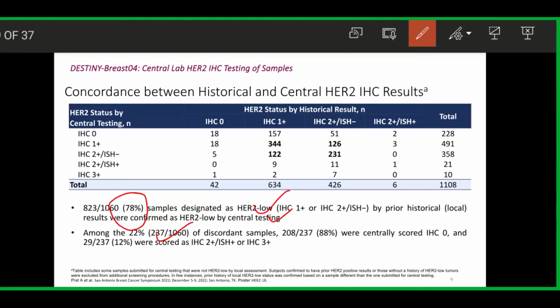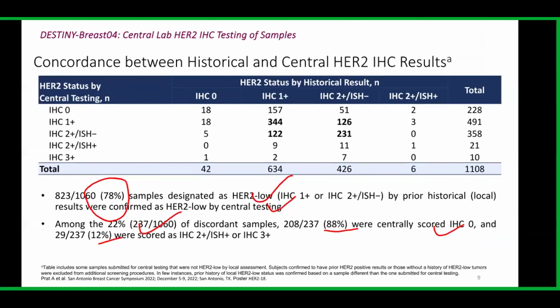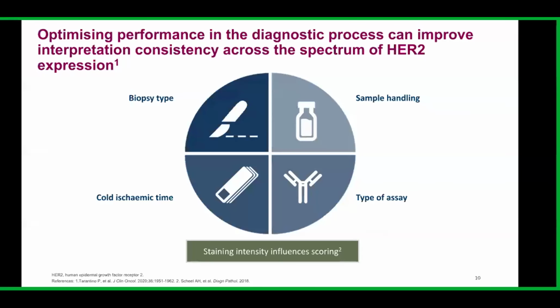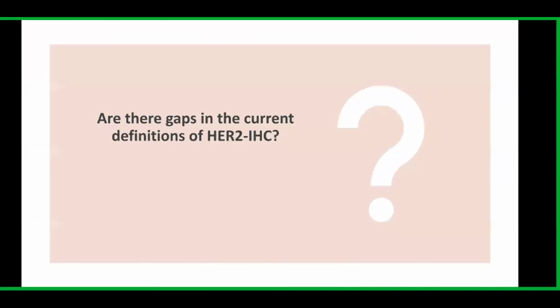Out of them, 90% were 0 in the central laboratory. That means the low positivity in the local laboratory was designated as 0 in the central laboratory. And only 10% of them had a positive disease, even though the local laboratory is suggesting only HER2 low disease. So the results will totally depend on these factors: the biopsy type, sample handling, warm ischemic time, and the time of the assay. All these will determine the HER2 or any molecular marker status.